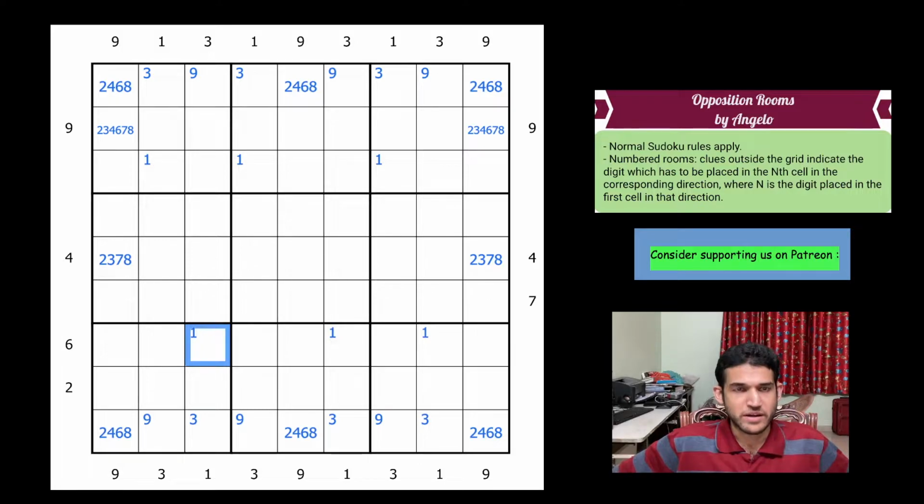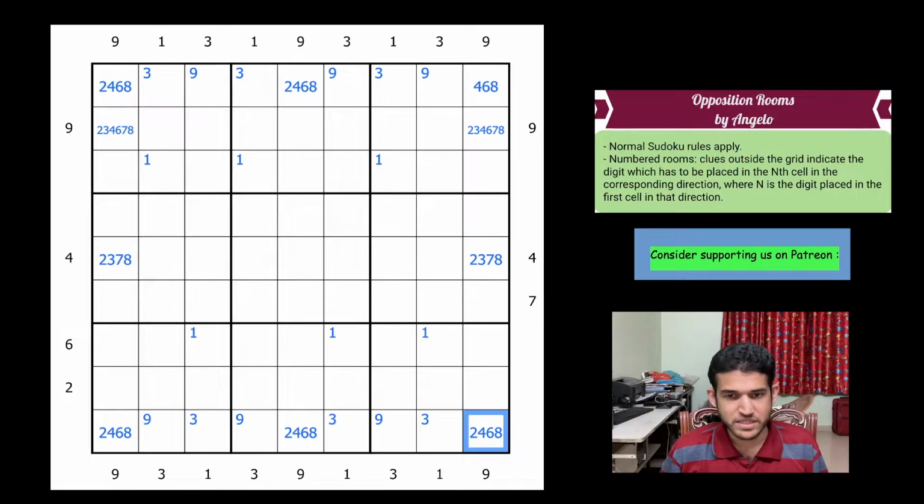So what next? So you can't have a 2 here. The reason is 9 is not possible here. So 2 is eliminated here. And that eliminates the 8 from this cell. This is 2, 4, 6. 2, 4, and 6. And this is 4, 6, and 8. Okay.